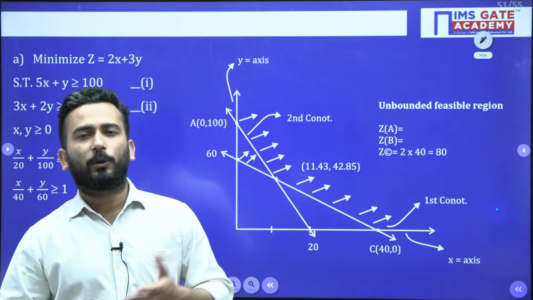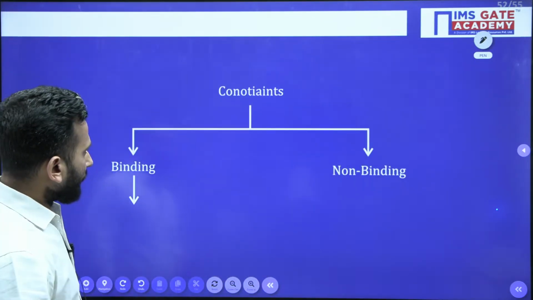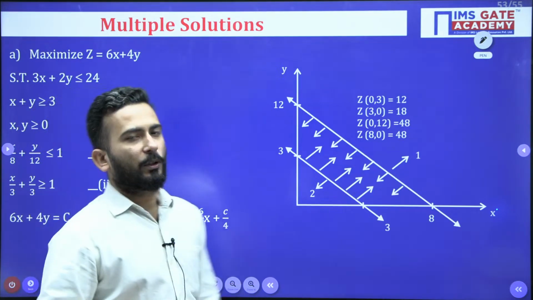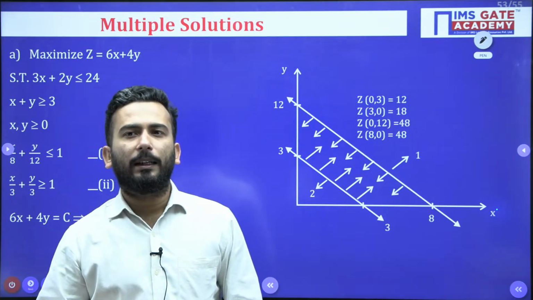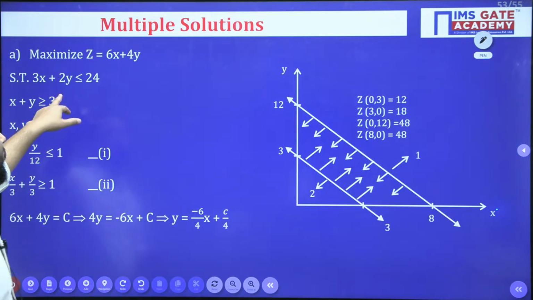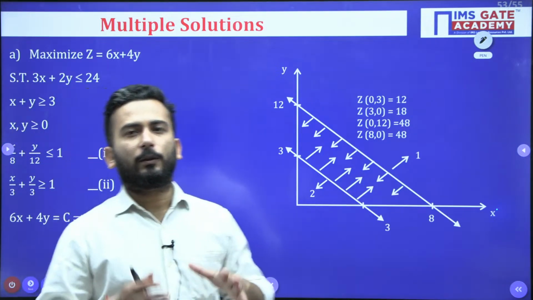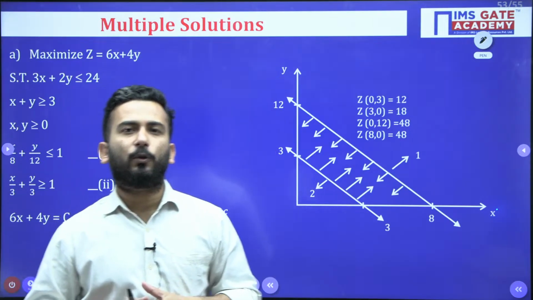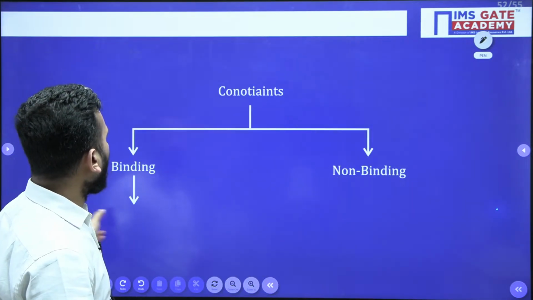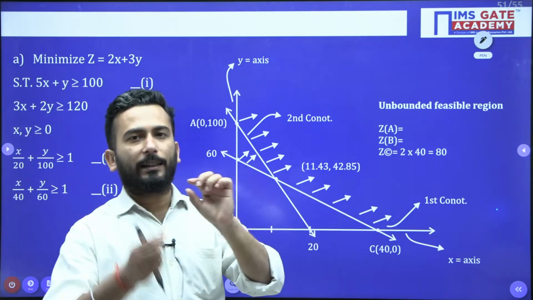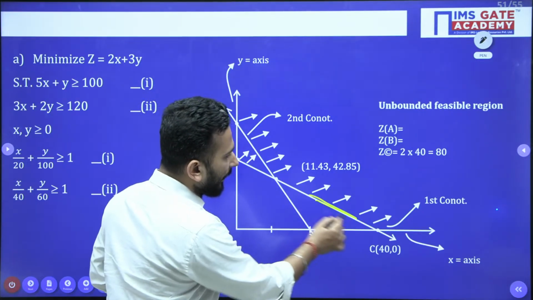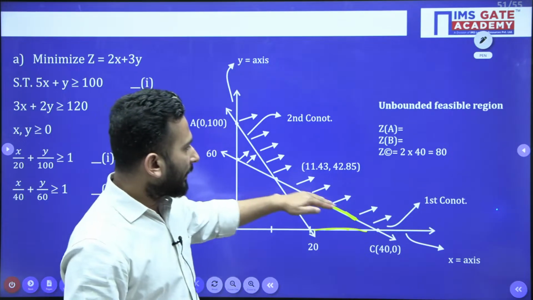Here it is a unique solution, but the question can have multiple solutions also. And one suggestion is there: do not tick the answer of multiple solution just by seeing that the slope of the objective function is equal to the slope of one of the constraints. It should be that the slope of the objective function is equal to the slope of one of the binding constraints. What is the binding constraint? What is the concept of binding constraint? The constraints whose intersection gives us the solution are the binding constraints. In this case, the intersection of this and this is giving you the answer. So this is the binding constraint.